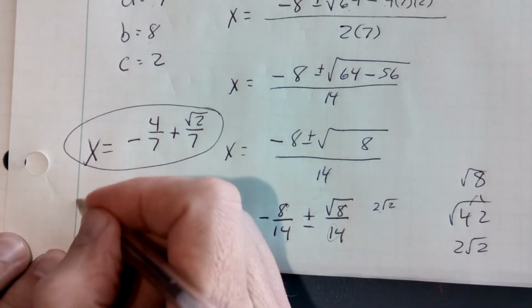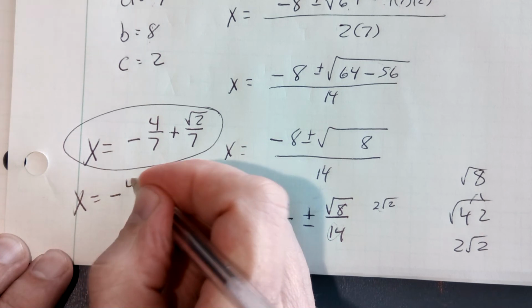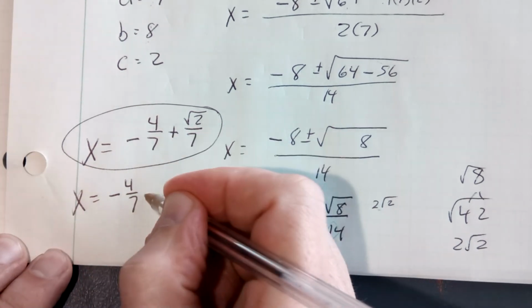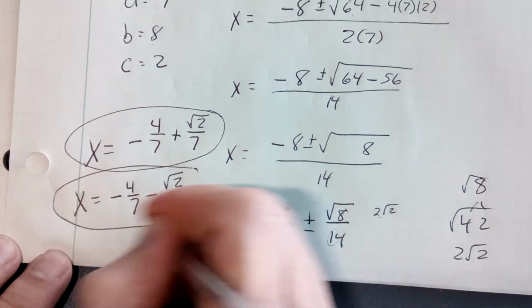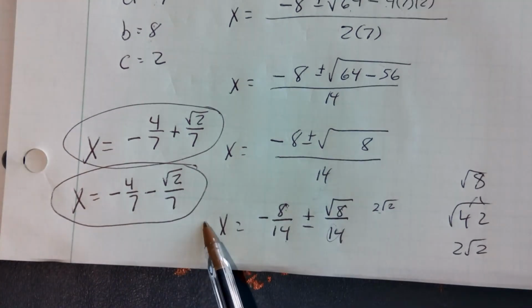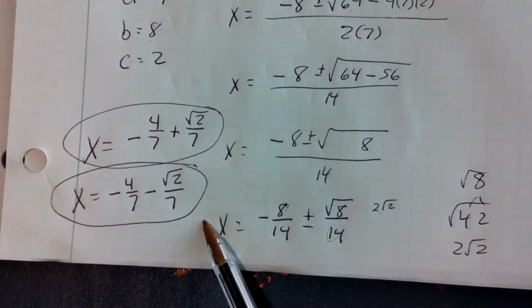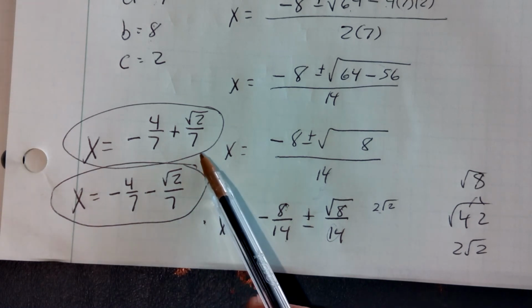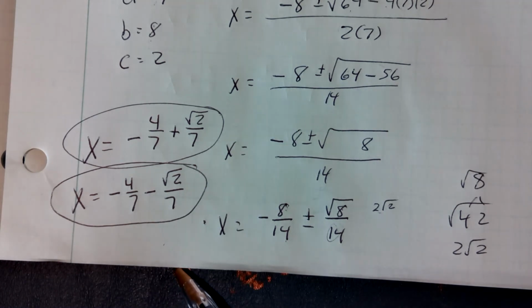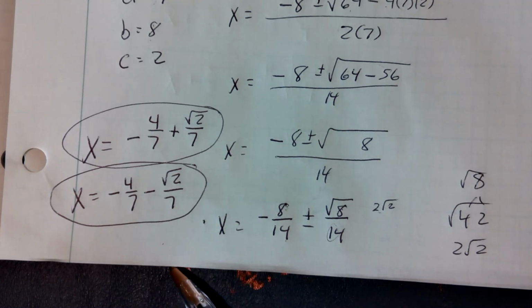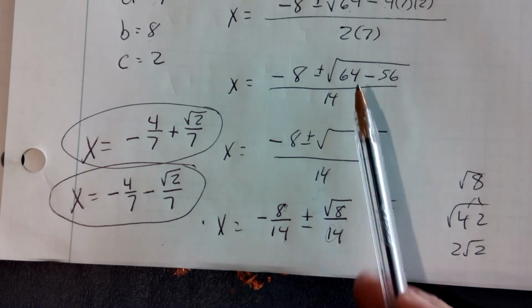Negative 4/7 plus square root of 2 over 7 is one of my solutions. And then the other solution looks exactly the same, except instead of a plus, we have a minus square root of 2 over 7. Now again, I'm pretty sure that the iExcel program has you write these as decimals. So hopefully you can use your calculator correctly and get the right decimal. If you have troubles using a calculator, let me know and I will help you. But that is simply plugging in the values.